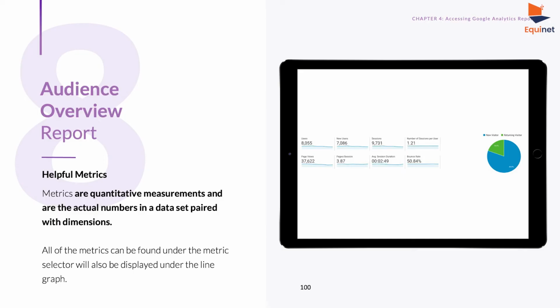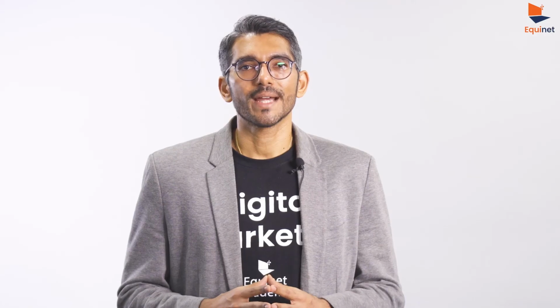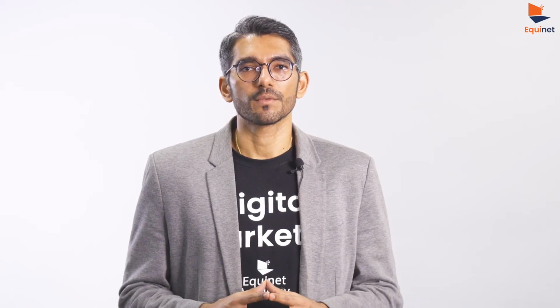Below the line graph is the Helpful Metrics section. Metrics are quantitative measurements and are the numbers in a dataset paired with the dimensions. In your audience overview report, there are 8 metrics that Google Analytics thinks would be the most useful for you to look at. You'll find different helpful metrics in different overview reports.